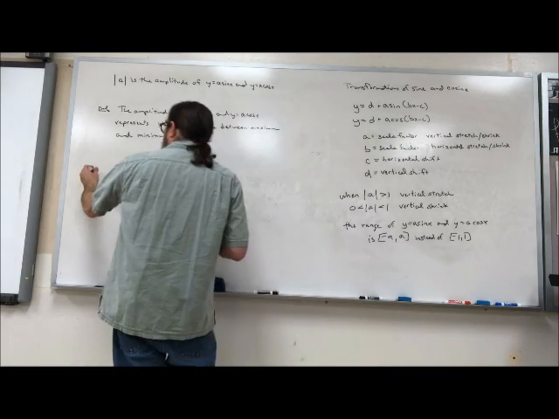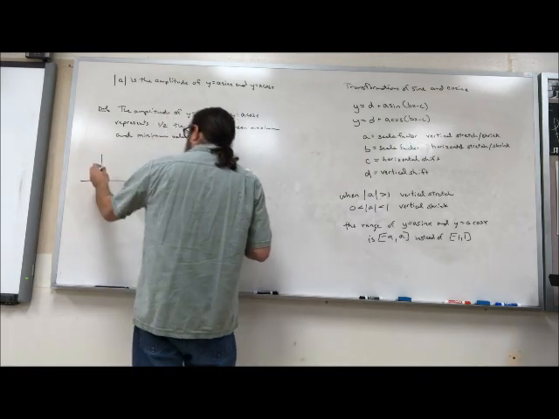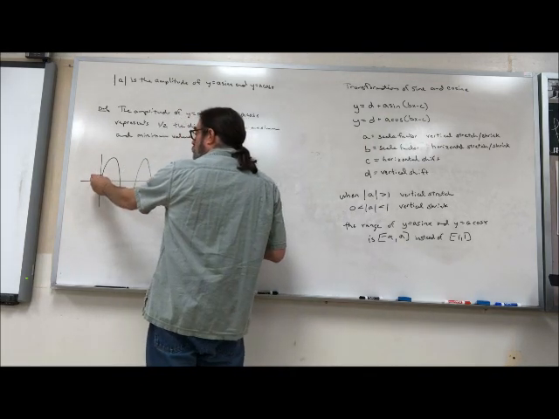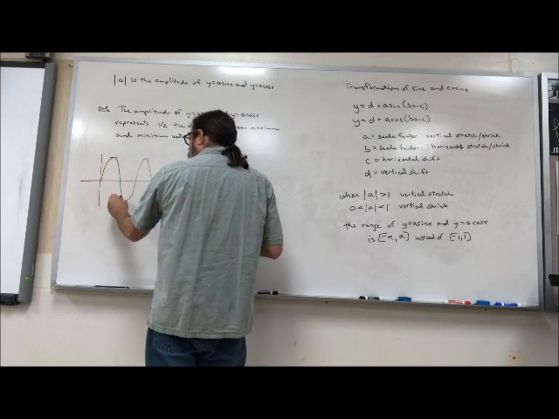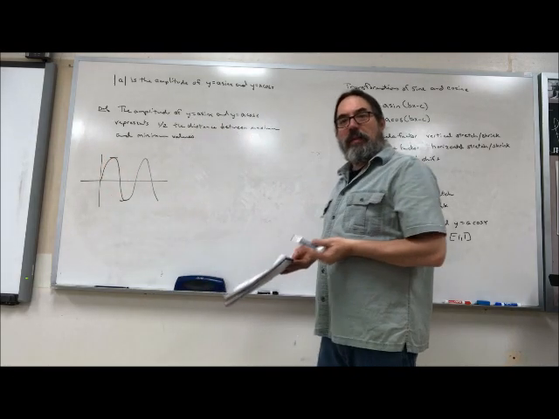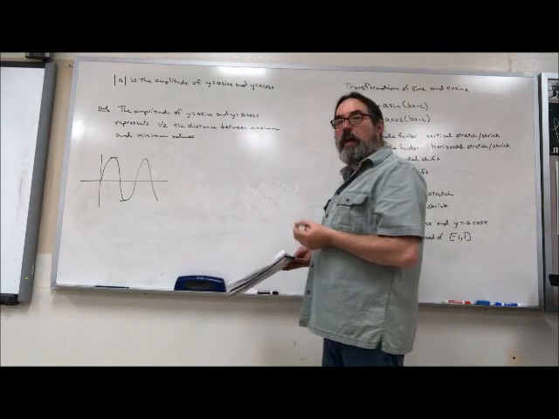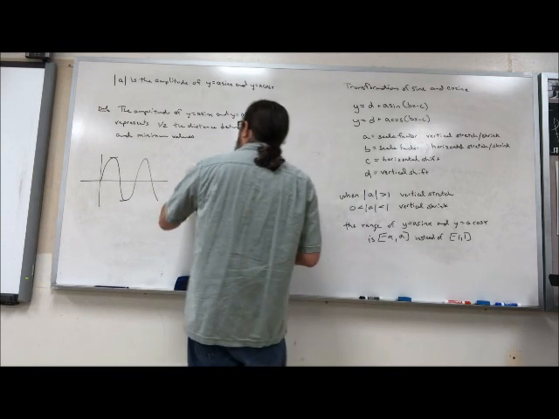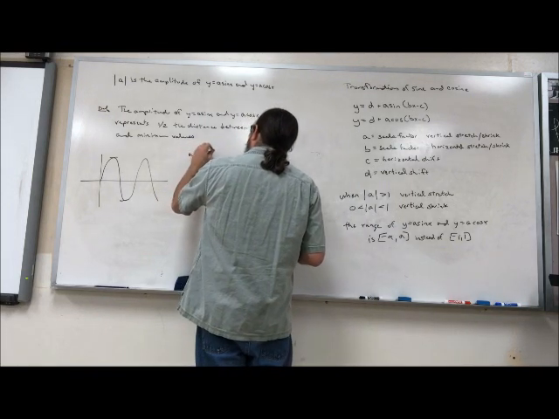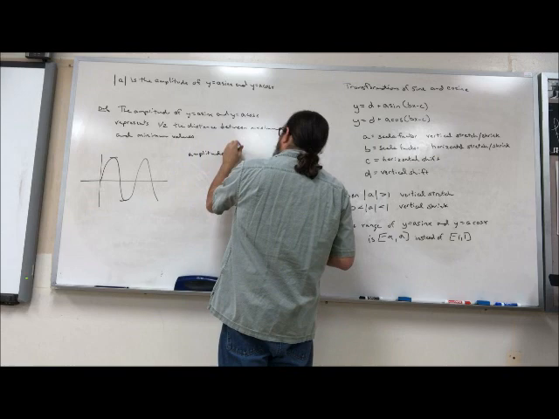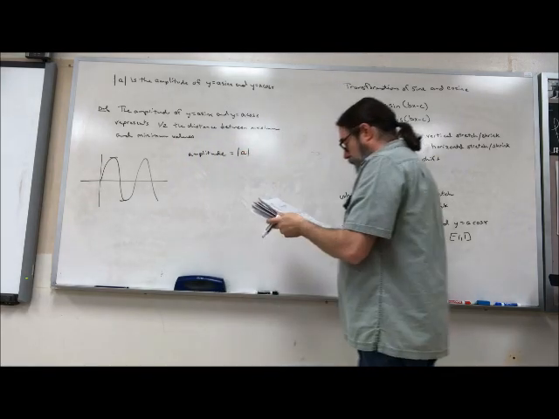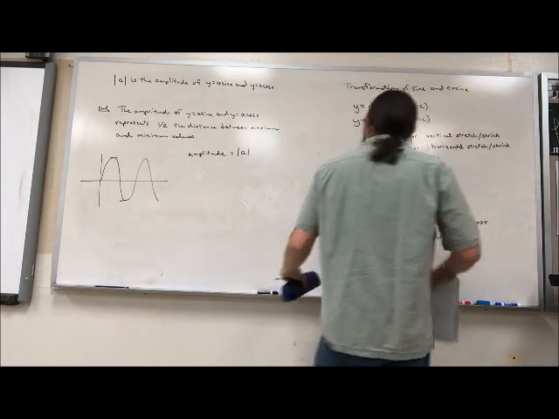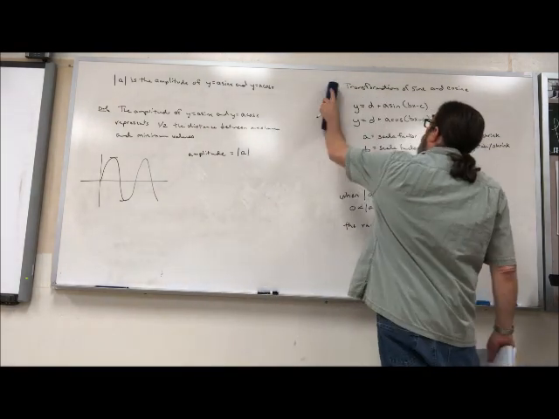So if you had a function that went up and down like that, the amplitude is 1/2 of the distance from here to here. That's the amplitude. It's the absolute value of a. So amplitude equals the absolute value of a. So let's look at a couple examples of amplitude with cosine.